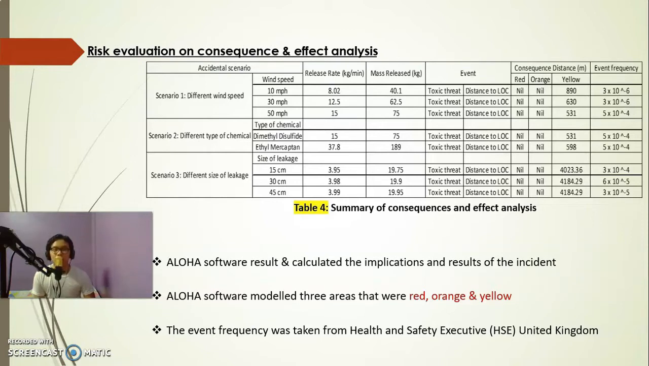So for the consequence distance, we have 3, which are red, orange, and yellow, but both red and orange are nil, while the yellow for each wind speed is stated in this table 4, which is a summary of the consequence and effect analysis. So this is the event frequency, which is stated in the table.